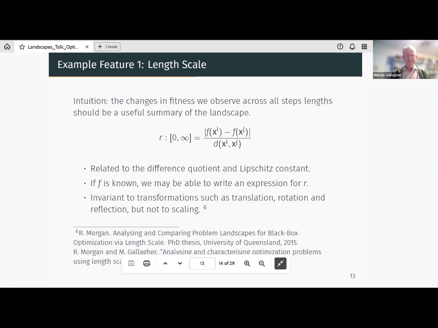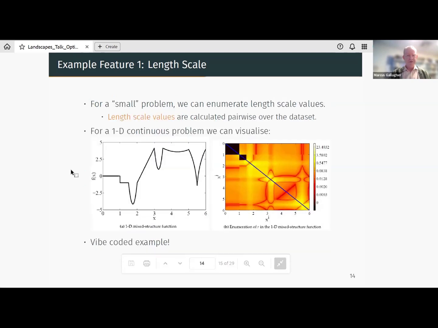And we know some things about the properties of length scale: it's invariant to some transformations of the objective function, like translation and rotation. It's not invariant to scaling because it looks at the f values. But yes, this is kind of how it goes for length scale.